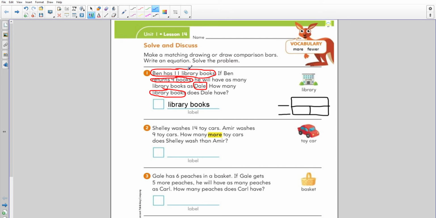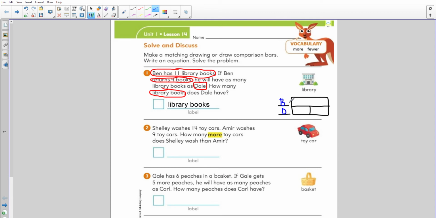So Ben has 11 library books. Okay, I know Ben has 11. So he's one of the people. Then it says returns 4 books. So that doesn't help me know who has more by simply telling it to me. I got to picture it in my mind. So I'm picturing Ben, he's got 11. Then he's going to return 4. Okay, so he's going to have less. And then it says he'll have the same as Dale. So I already know right from there that Ben is the one who has more and Dale has fewer.